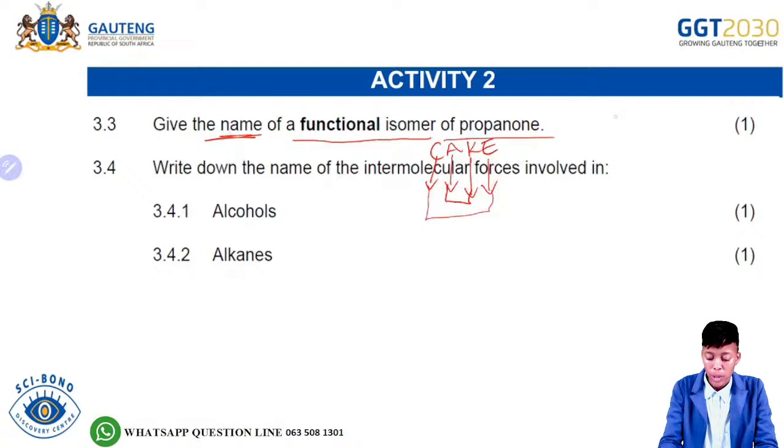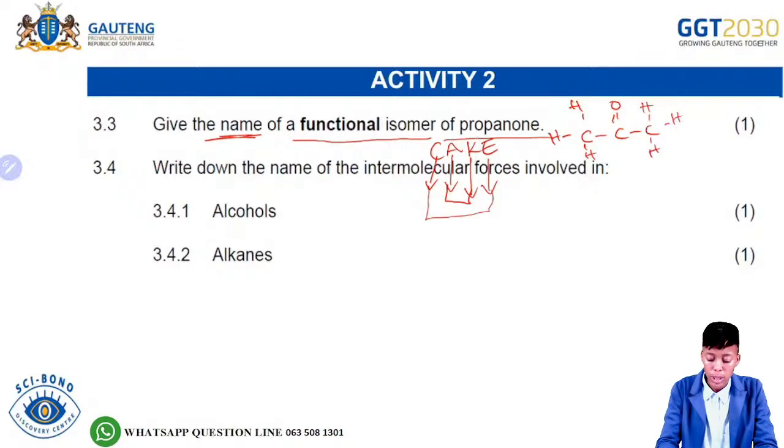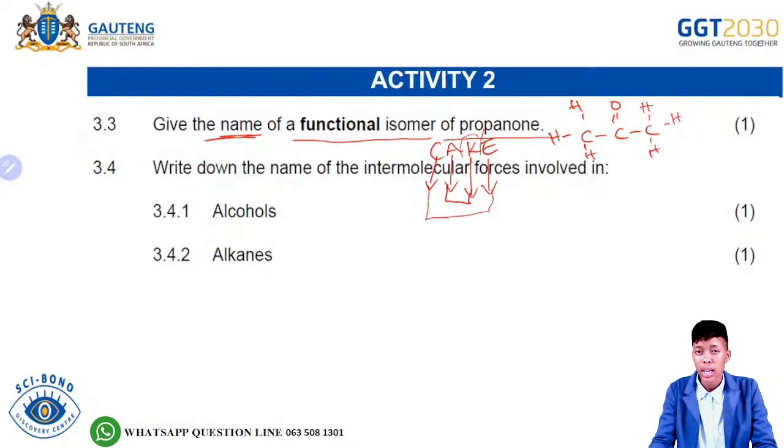So it says that we need to give the name of the functional isomer. So it means that we are going to be working from the propanone that we previously had. What is the homologous series of this propanone? It is a ketone. So we are working with the K there from the CAKE, and from this ketone, we are going to draw an aldehyde.